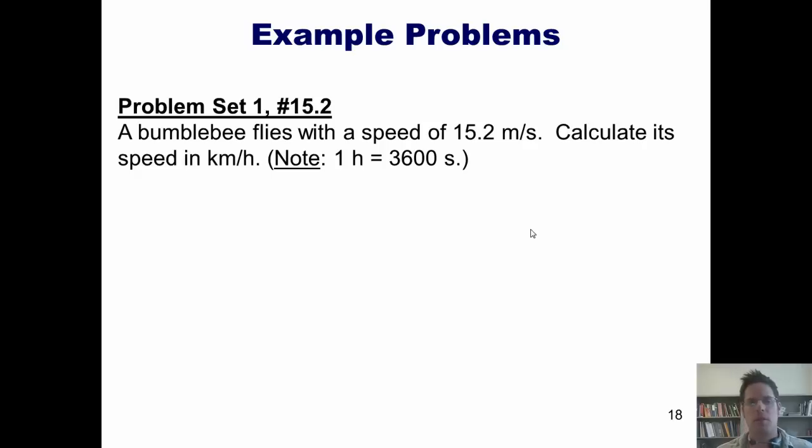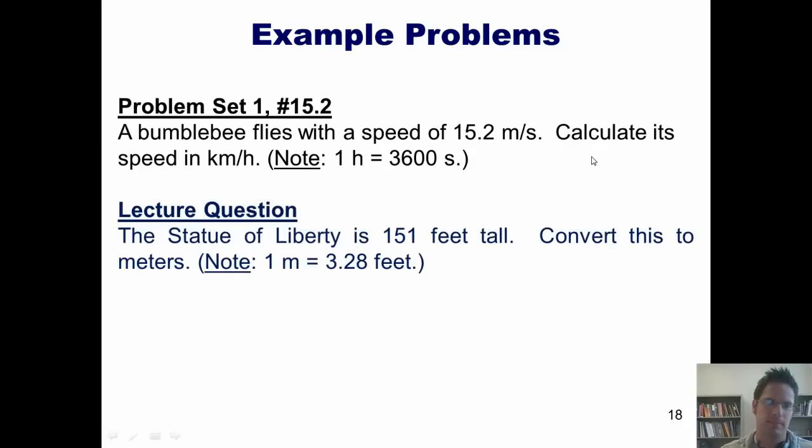This first one comes from our problem set. A bumblebee flies with a speed of 15.2 meters per second. Calculate that speed in kilometers per hour. Note that 1 hour is 3,600 seconds. Next lecture question. The Statue of Liberty is 151 feet tall. Convert this to meters, and note that 1 meter is about 3.28 feet.